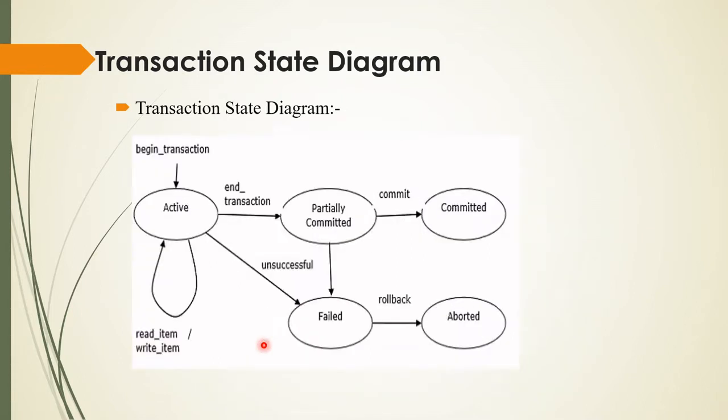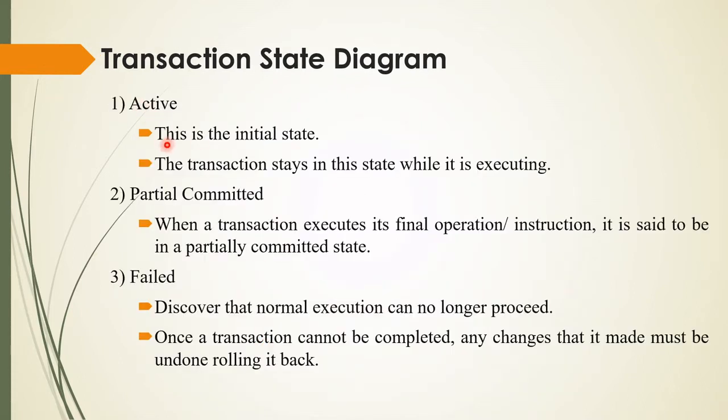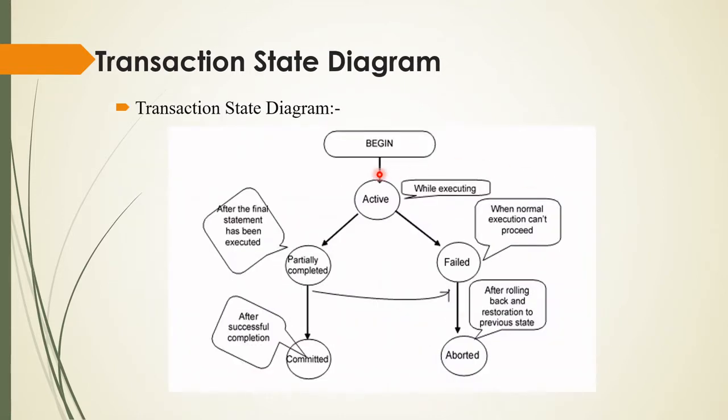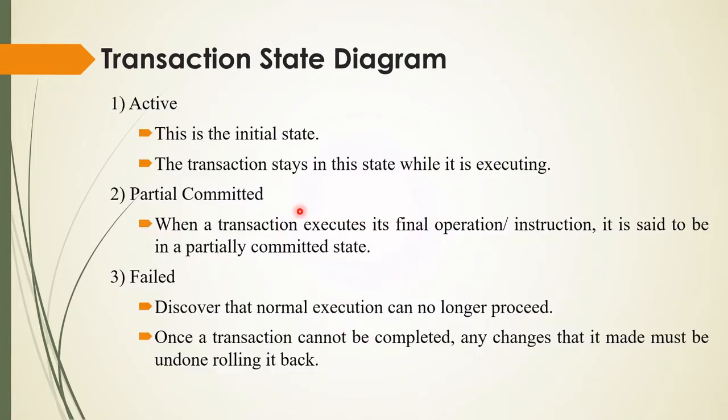So first is the active state. This is our initial state. The transaction stays in this state while it is executing. After that is partially committed. When a transaction executes its final operation, it is said to be in a partially committed state. When we are in our last phase, executing our final operation or instruction, then it is in the partially committed state.